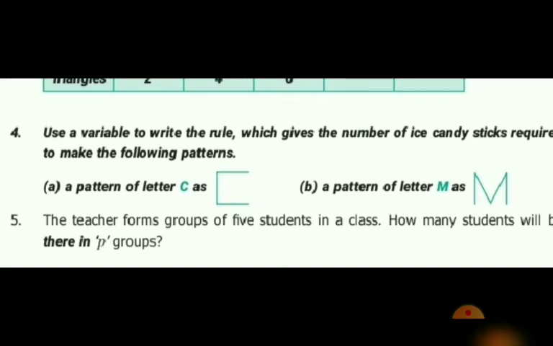Next, a teacher forms groups of 5 students in a class. How many students will be there in P groups? For one group, 5 students. For P groups, P into 5. For one group, how many students? 5. But 2 groups means 2 into 5, 10 students. 3 groups means 3 into 5. 4 groups means 4 into 5. 5 groups means 5 into 5. P groups means P into 5. That is the answer.